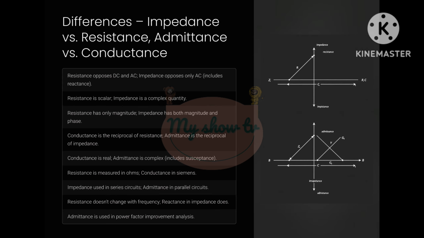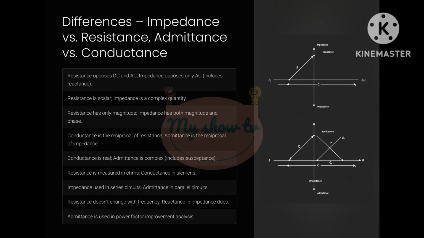Slide 5: Differences: impedance versus resistance, admittance versus conductance. Let's compare impedance and resistance first. 1. Resistance is the opposition to current in both DC and AC circuits. Impedance only applies to AC circuits. 2. Resistance is a scalar quantity. Impedance is a complex quantity with both magnitude and phase. 3. Resistance only has a real part. Impedance includes both resistance and reactance.